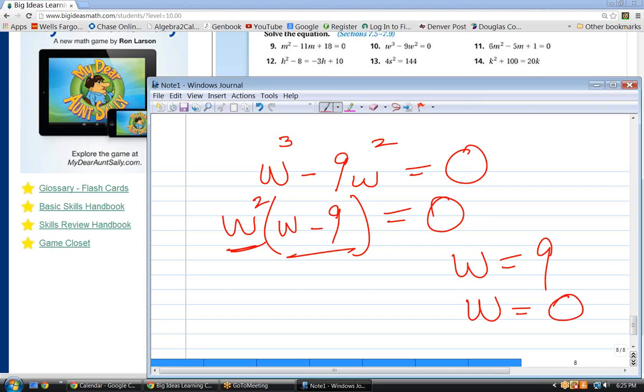Alright. Notice that if we plug in 0, sure enough, 0 minus 0 is 0. So the 0 solution definitely works. And the 9 also does. This basically gives you 9 cubed.